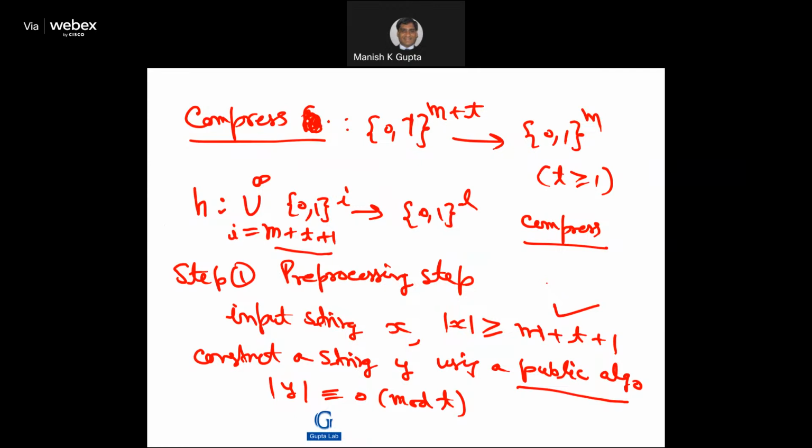Now construct a string Y from X, using a public algorithm, such that the length of Y is a multiple of t. Normally we do it by padding, because X will have some size, and we want to make sure that it is a multiple of t, using some public algorithm.